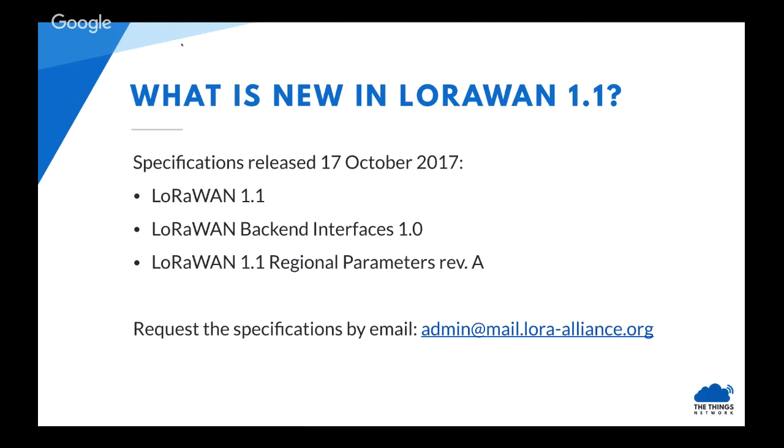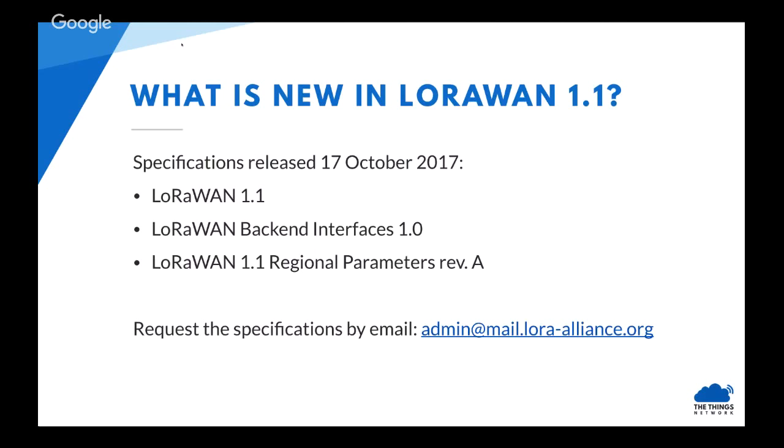There are not a lot of changes in the regional parameters. It's mostly adopted from 1.0.2. But the version number is the same, and from now on the revision, the new versions will be a new revision number. If you want to request the specifications, you can send an email to LoRaWAN. Unfortunately, we cannot disclose them publicly on our website, but you can just send an email and the LoRaWAN will send the specifications to you.